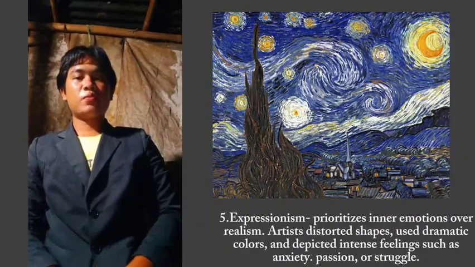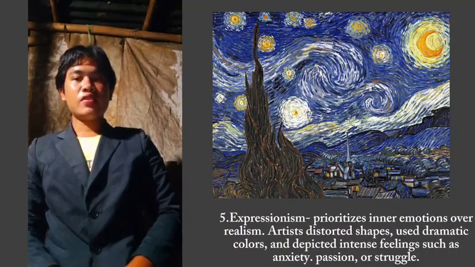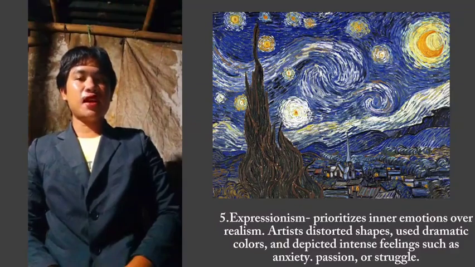Number 5. Expressionism. Expressionism prioritized inner emotion over realism. Artists distorted shapes, used dramatic colors, and depicted intense feelings such as anxiety, passion, or struggle.